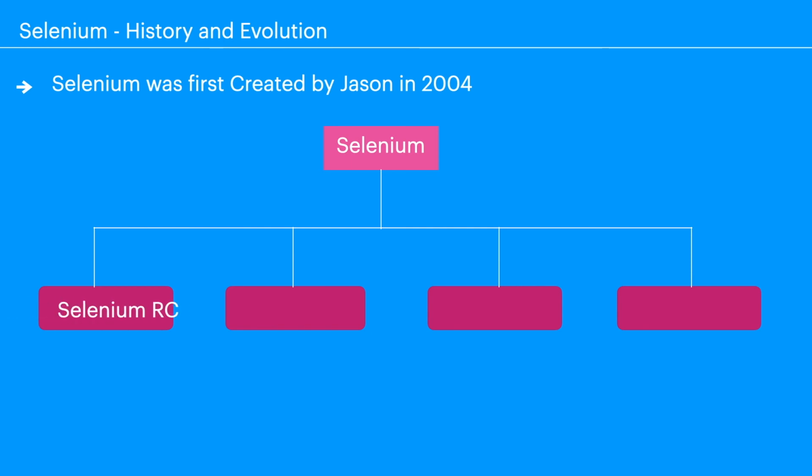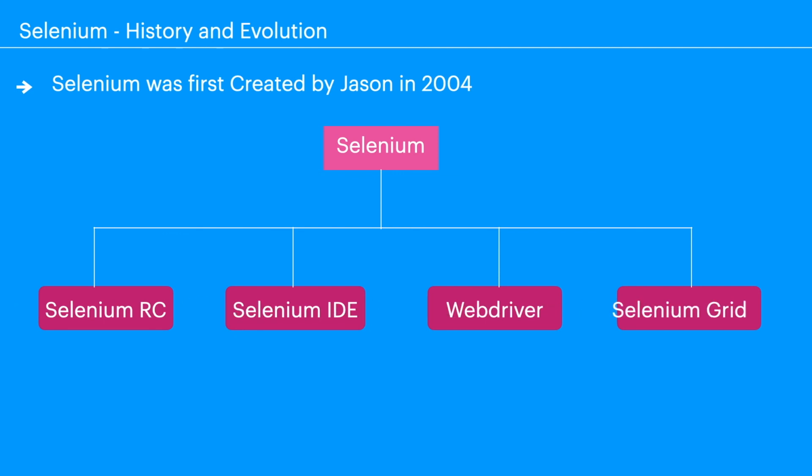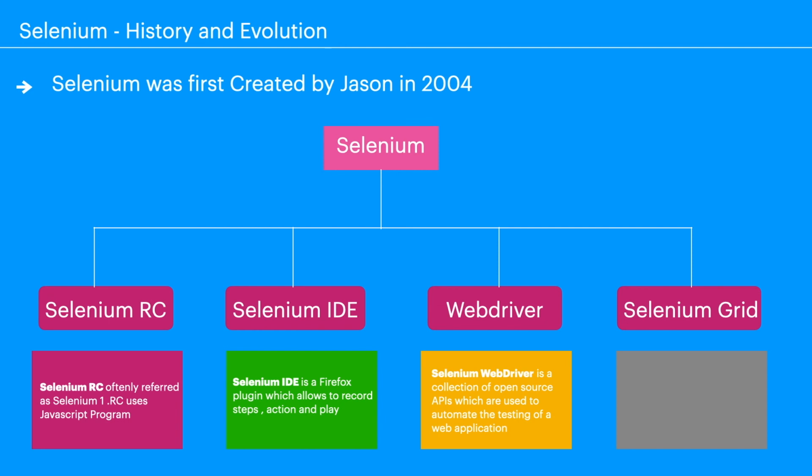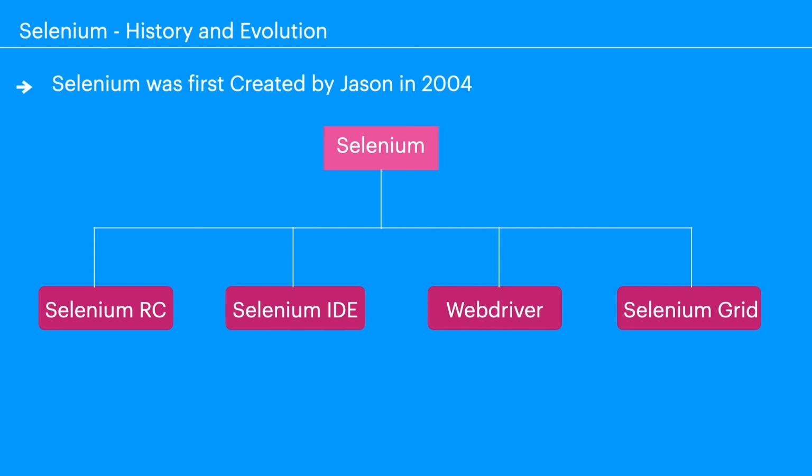Selenium RC, I will give you a small introduction. Selenium RC is also referred to as Selenium 1. It uses JavaScript programs. Selenium IDE is a Firefox plugin which allows you to record and playback actions. Selenium WebDriver is a collection of open source APIs which are used to automate the testing of web applications. And last but not least is Selenium Grid. Selenium Grid allows you to run Selenium scripts in multiple browsers and operating systems automatically. So these were the components of Selenium: Selenium RC, IDE, WebDriver, and Grid.